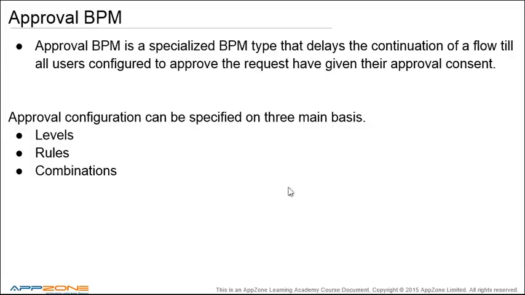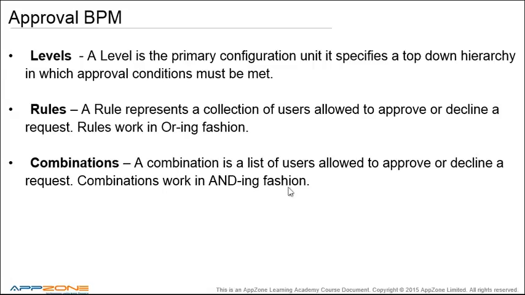Combinations work in an AND fashion. You have a set of users and another set of users, and if one of them declines, of course, it means it won't go to the next step. So the combinations work in an AND fashion, rules work in an OR fashion. This represents the explanation that I just made. So you have levels, rules, combinations.